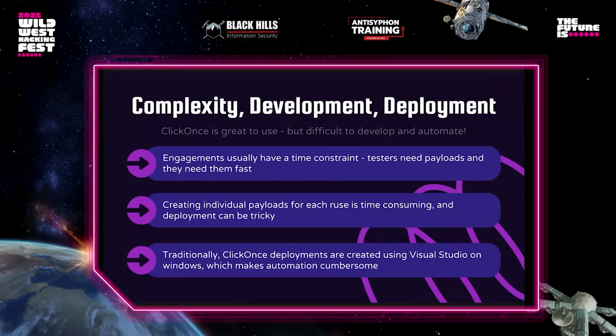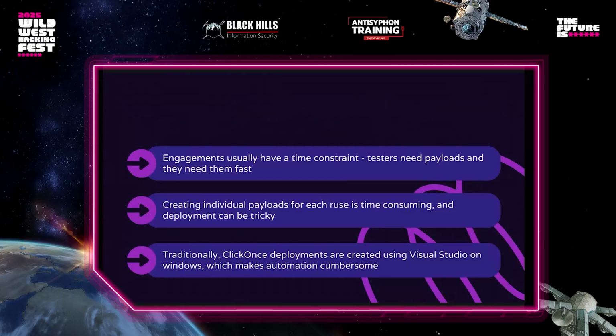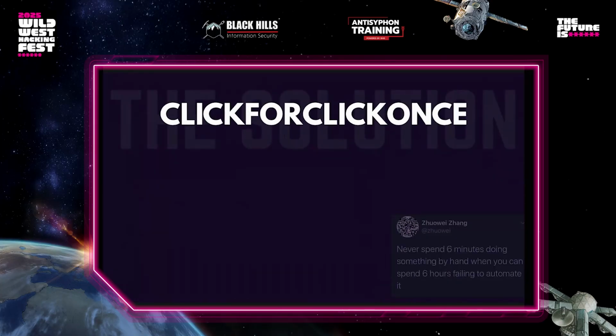So these are some of the challenges why ClickOnce can be a bit difficult to generate during engagements, and we don't see much of it around. But here's the solution. This is ClickForClickOnce. This is something which we have been using internally, and now it's open source right here. If you go to this GitHub URL, you will find the code and the documentation for it.